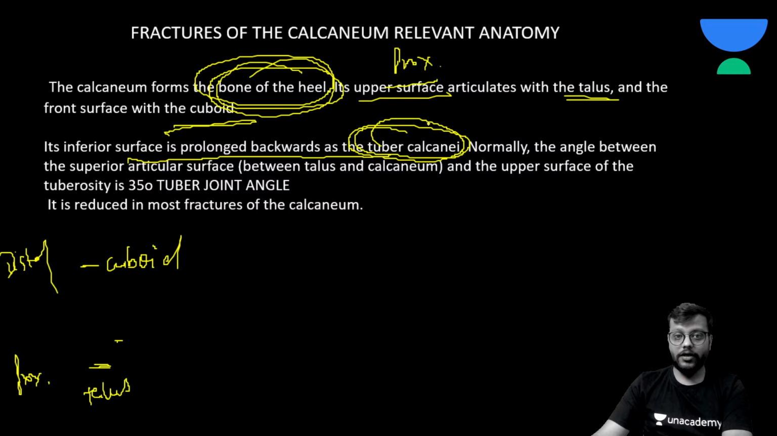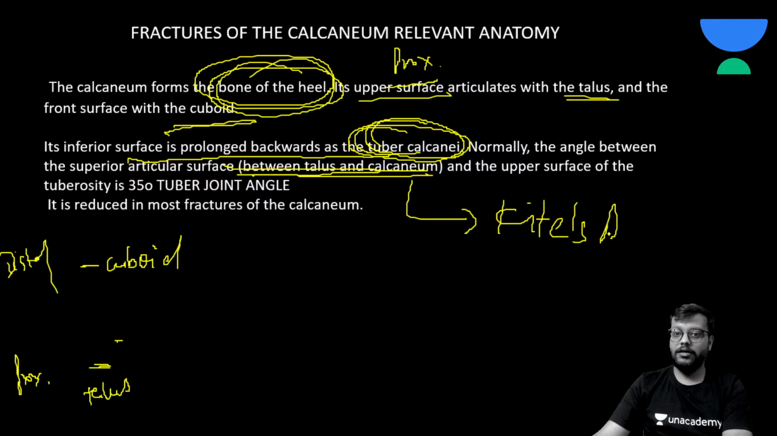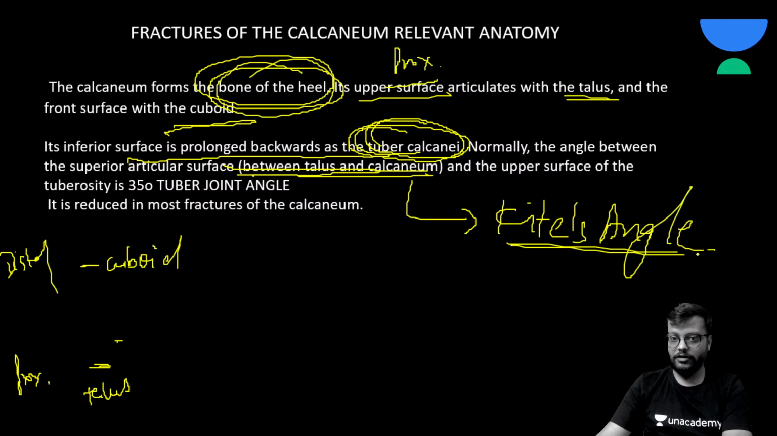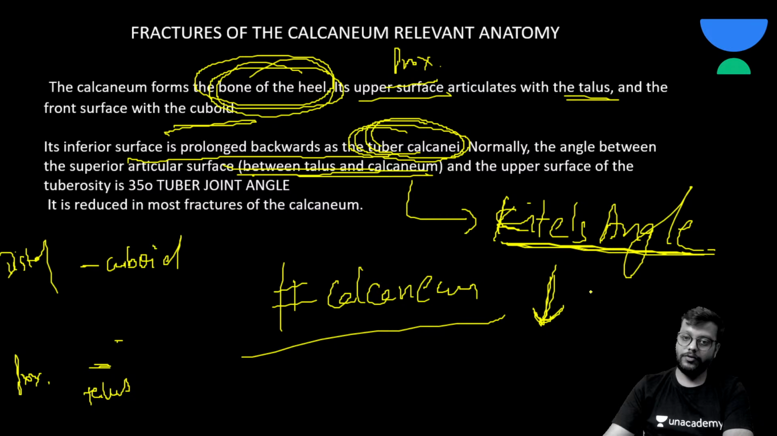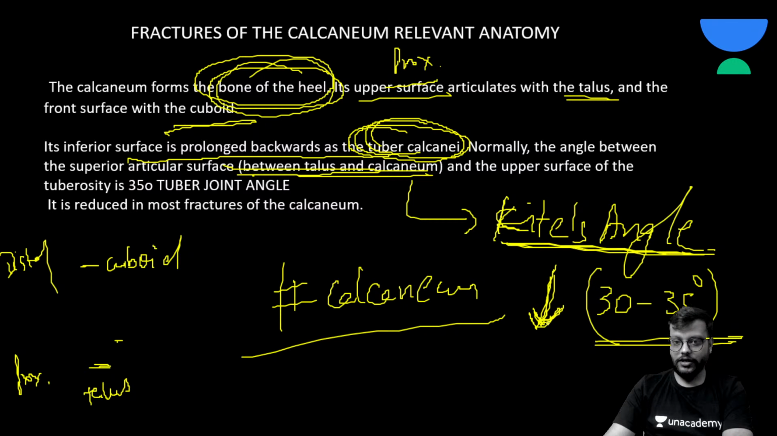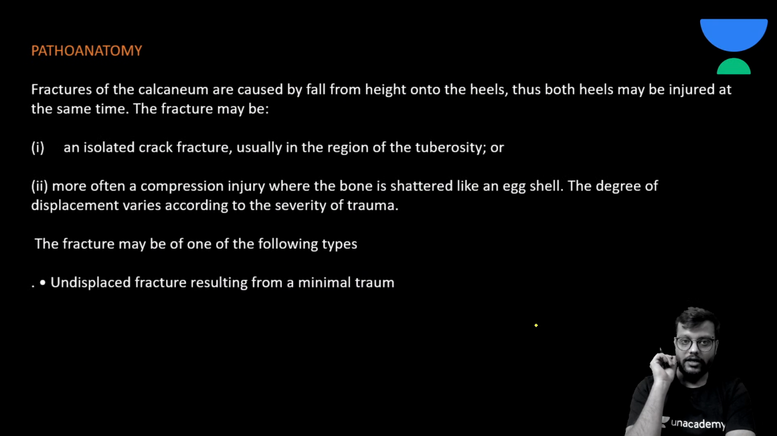Okay, tuber calcanei, and there is an angle between the talus and the calcaneum which is also called Kite's angle or the talocalcaneal angle. So you just have to remember what Kite's angle is, the talocalcaneal angle. Okay, and if there is fracture of calcaneum, this angle will be reduced. Commonly it is between 30 to 35 degrees, and it is reduced in case of fractures of calcaneum.